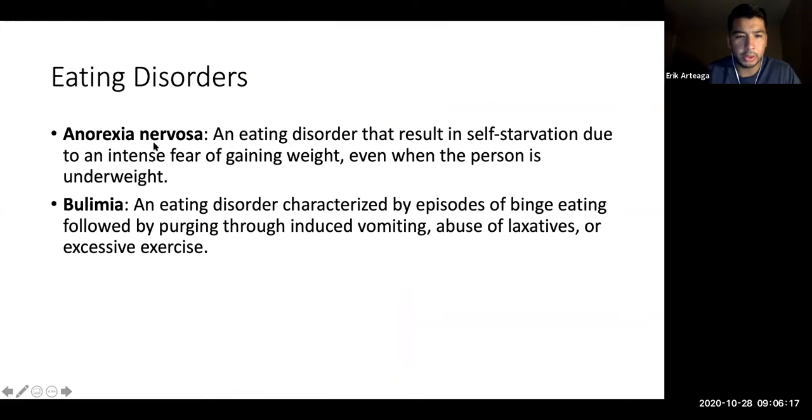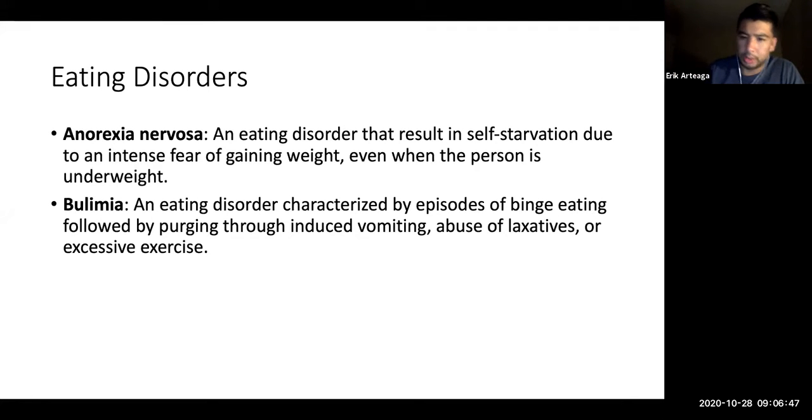So anorexia nervosa, so this is an eating disorder that results from self-starvation due to an intense fear of gaining weight, even when a person is underweight. So again, this is quite common. We see this readily in the United States, or body dysmorphia, where they're obsessed with losing weight, even though the individuals are very malnourished.